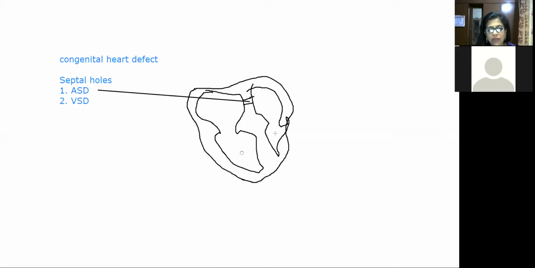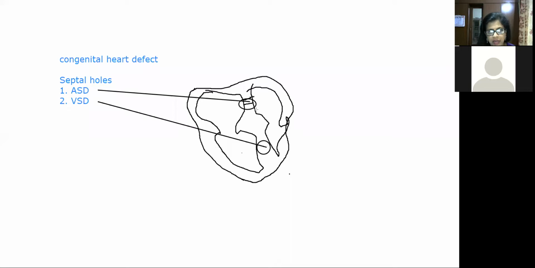Now, one more thing, what I'm showing is here there is an opening. There is one more opening over here. This opening may be present by birth. This we call the VSD. Observe this now. This is called VSD, ventricular septal defect. And this is called ASD.